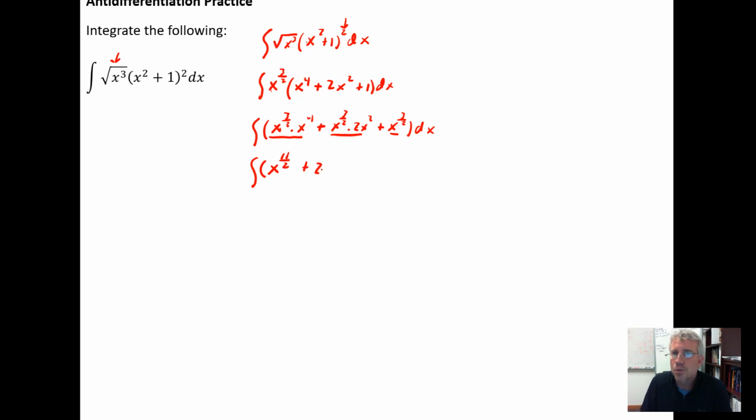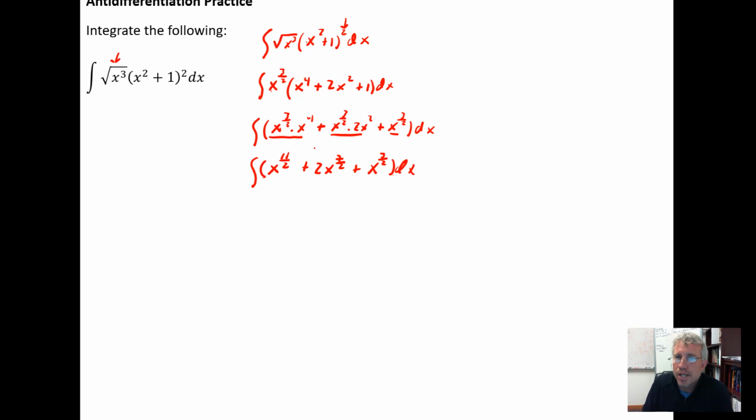Plus, I have a 2 times x to the 3/2 plus 2, but 2 is just 4/2, so 3/2 plus 4/2 is 7/2. Plus, and the last one doesn't need to be simplified, so it's going to be x to the 3/2, all times dx. Again, the parentheses is necessary.